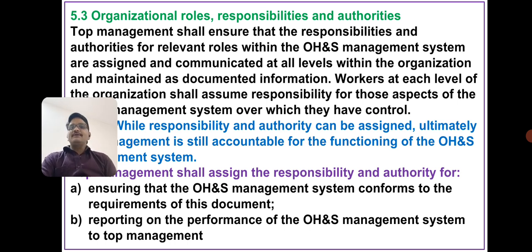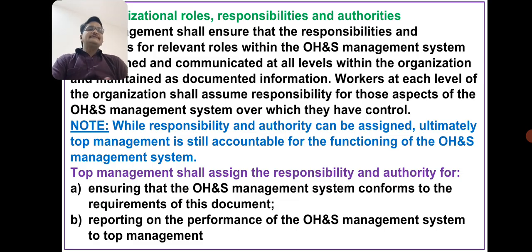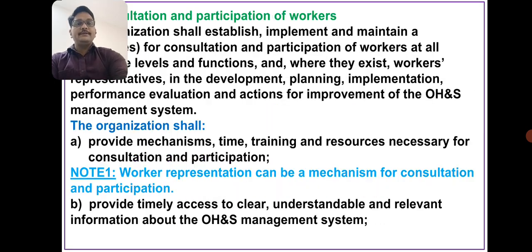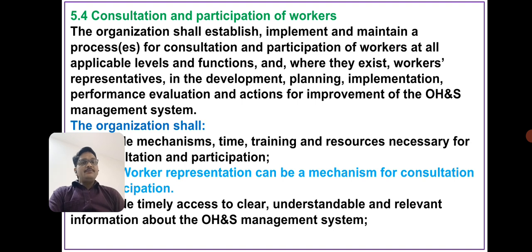Workers at each level of the organization, including top management, managers and non-managers, shall assume responsibility for those aspects of the management system over which they have control. Top management shall assign the responsibility and authority for, first, ensuring the OHS management system conforms to the requirements of this document. Second, reporting on the performance of the OHS management system to top management. Next is 5.4, that is another subclause of clause number 5, that is consultation and participation of workers.